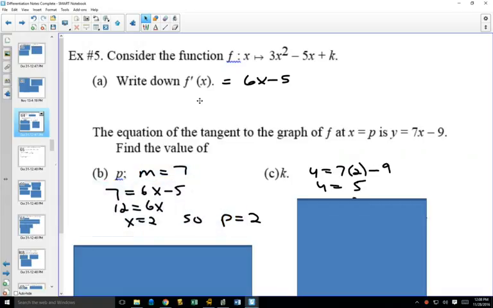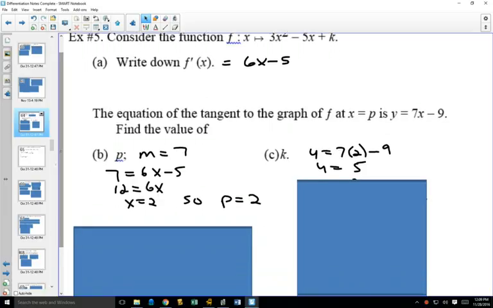Well, that allows us to say, this is my equation of my tangent line. It has a slope of 7. And if that slope is 7, I can plug that into my derivative and solve for x. And I find out that x is equal to 2. So that means that p has to be equal to 2. So that helps us find the value of p.